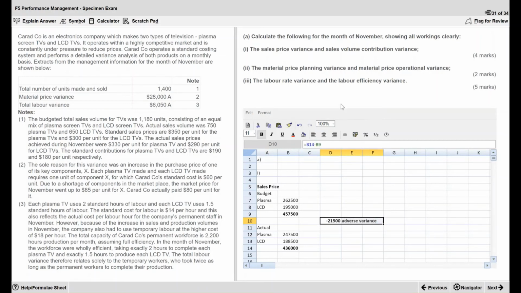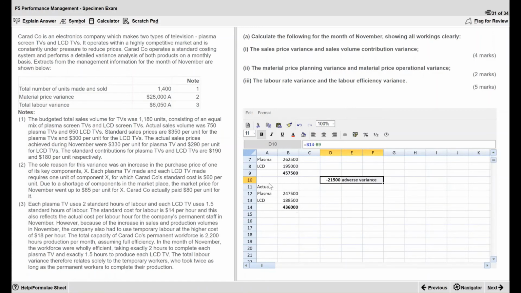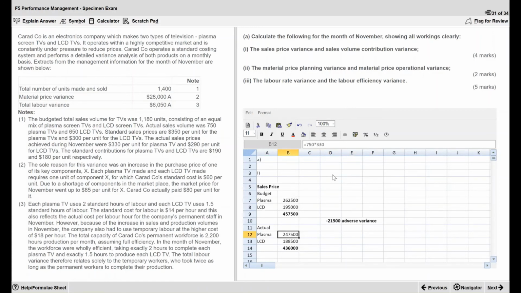Now we have to find sales volume contribution variance. Remember, some of the data I can use from here. Like this actual sales. Remember, what is sales volume variance? It is comparing budgeted sales with actual sales. So actual sales is actually given here. I could use this data in calculation here.